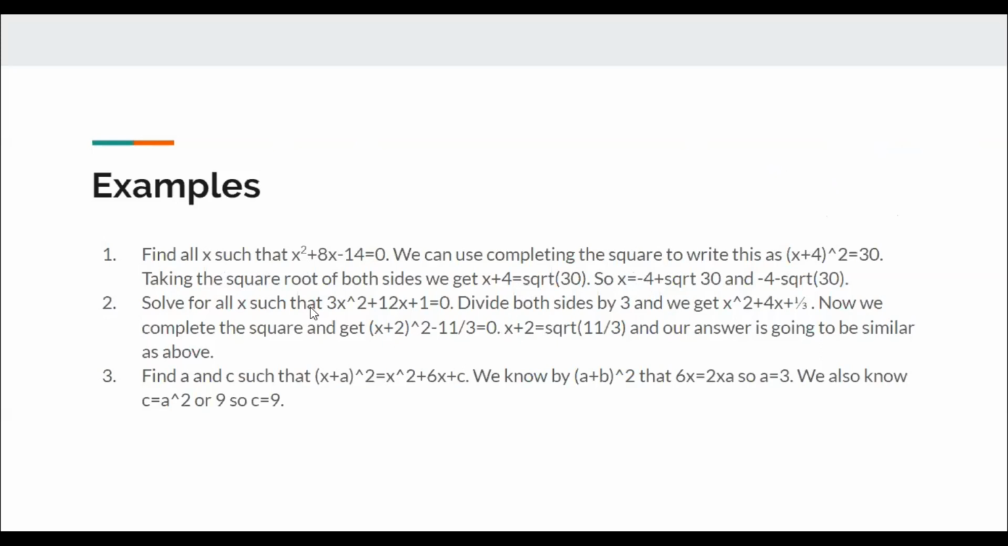All right, here's another example. Solve for all x such that 3x squared plus 12x plus 1 is equal to 0. You divide both sides by 3, and you're going to get x squared plus 4x plus 1/3 is equal to 0. And you see this x squared plus 4x term, and you can write that as (x plus 2) whole squared.